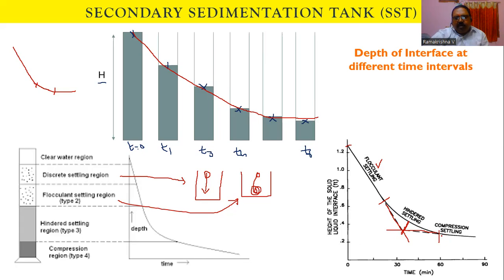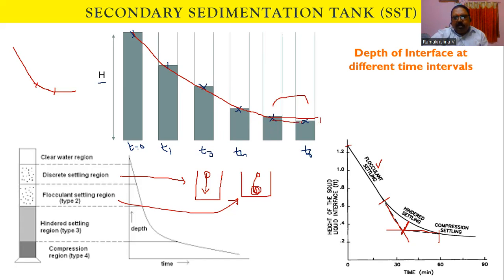First of all, let us understand what compression settling is. When you come to the bottom of the tank, the interface height does not change much. It changes slowly at the bottom because the settling is almost completed. But in these two stages, the particles at the bottom are compressed by the solids on top, thereby creating a small amount of gap.